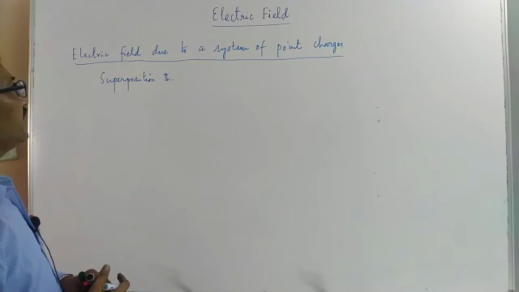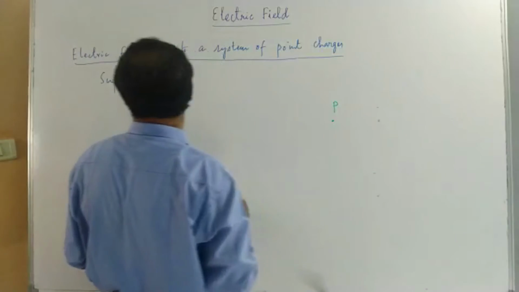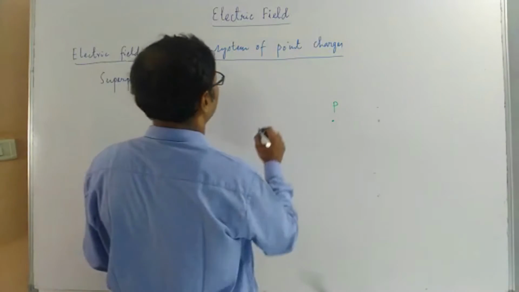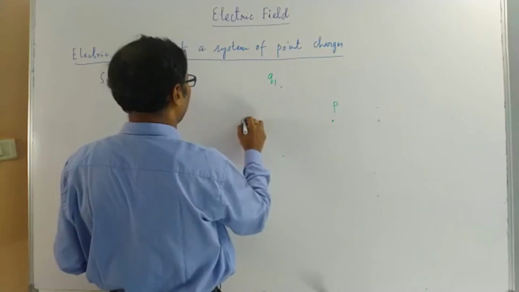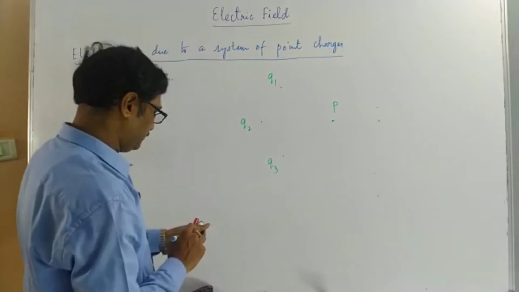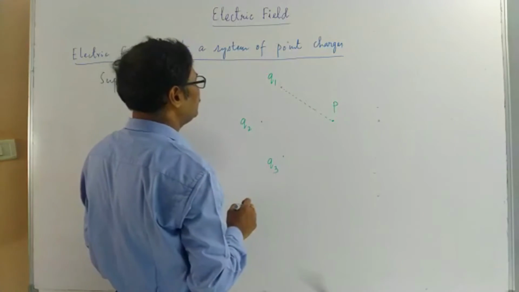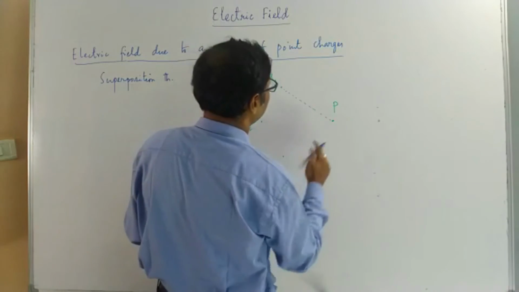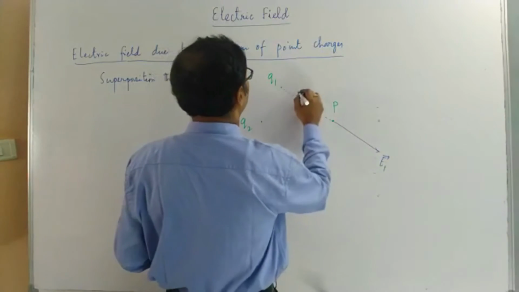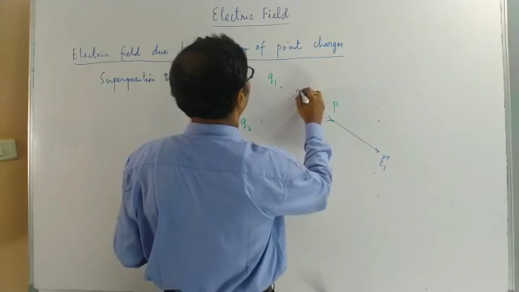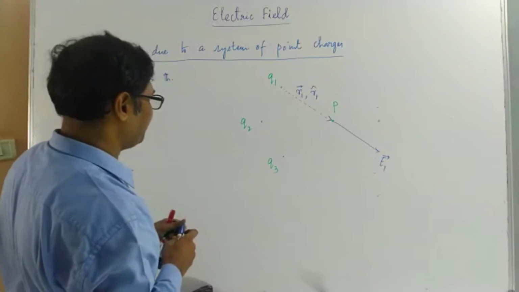When we calculate the electric field due to a system of point charges, we may consider a point P where I am going to calculate the electric field. You may have a system of 3 point charges. Let these charges be Q1, Q2, Q3. The electric field produced at point P due to charge Q1 may be represented by E1. I also consider this vector to be R1 and the unit vector along this direction as R1 cap.